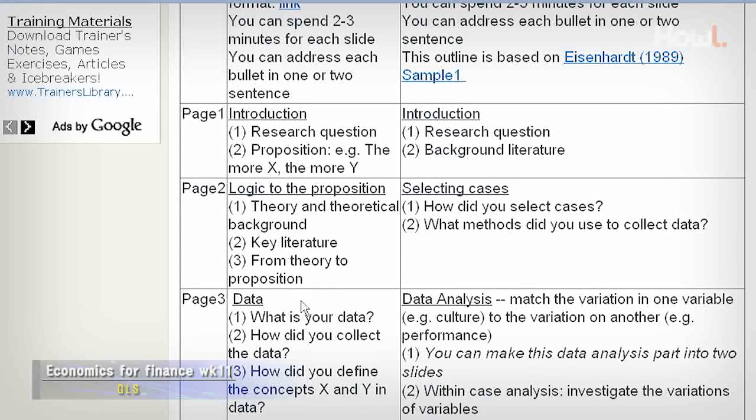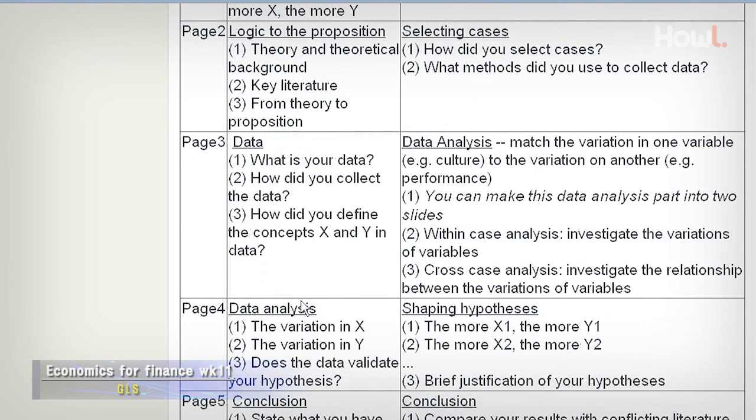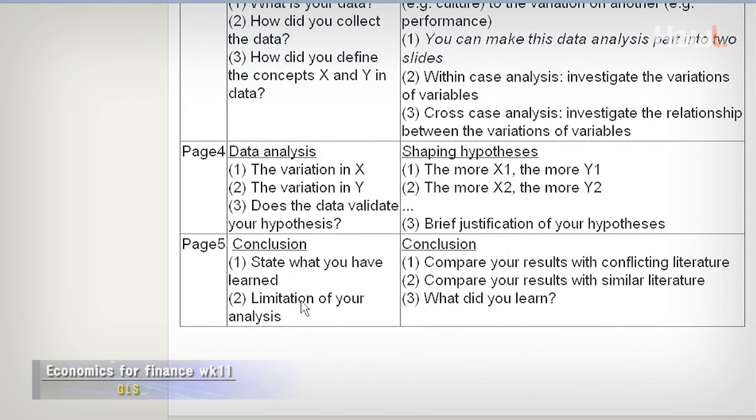And then basically you have to test it. So what is your data? How did you collect the data? How did you define the concepts X and Y in the data? This is the explanation. Slide 3 is about data. Slide number 4 is data analysis. Basically, you want to match variation in X and variation in Y, and explain whether the data validates your hypothesis or not. Page 5, conclusion: say what you have learned and the limitations of your analysis.